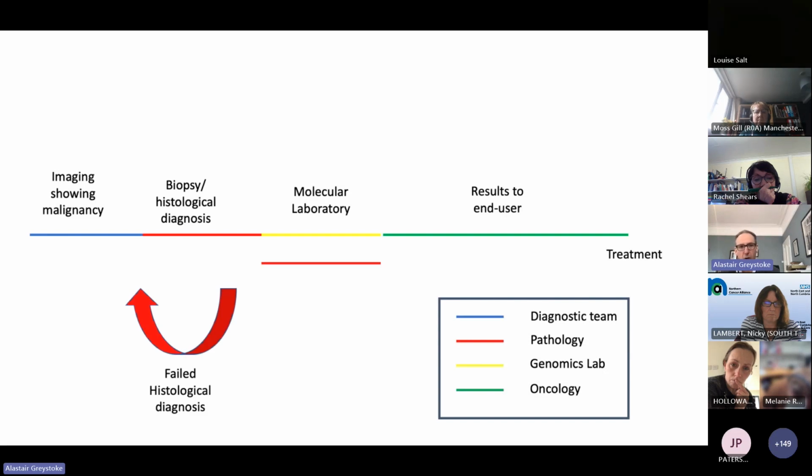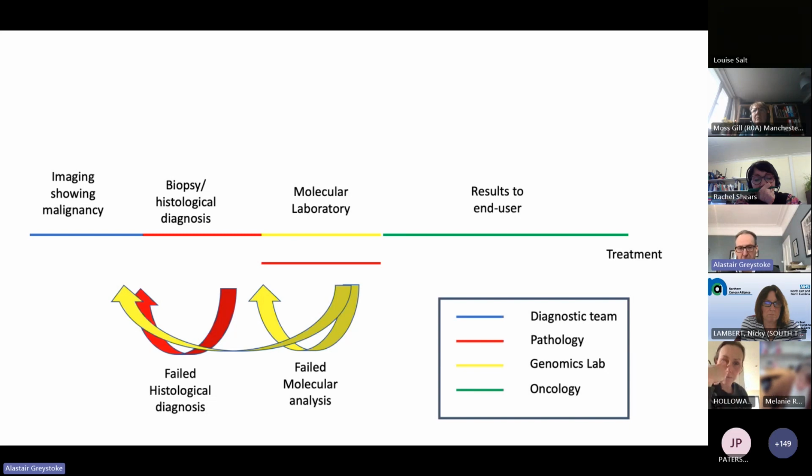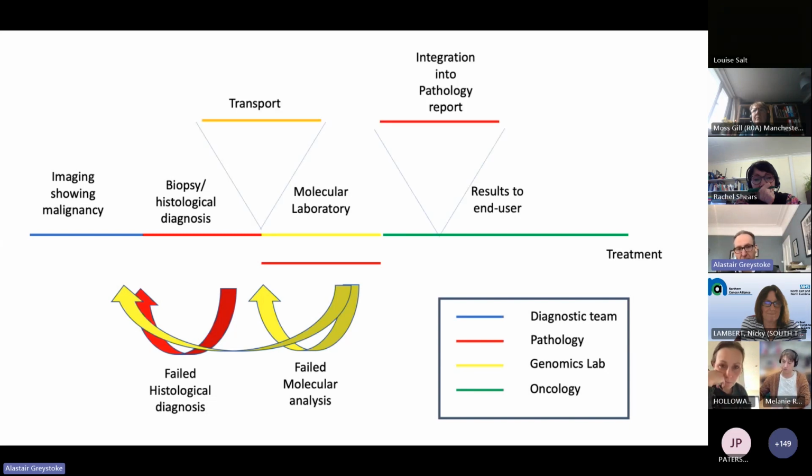And we all know that things can go wrong, that you can have a failed biopsy, the molecular analysis can fail. Particularly in our part of the world, we may need to organise some transport, and it may need to be integrated into the pathology report. And sometimes, unfortunately, the result goes back to the wrong person. So there's lots of reasons why this can go wrong.